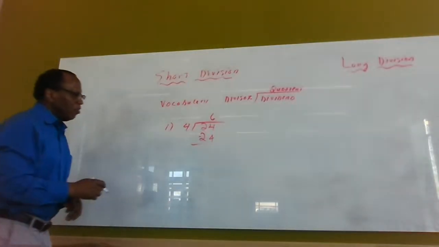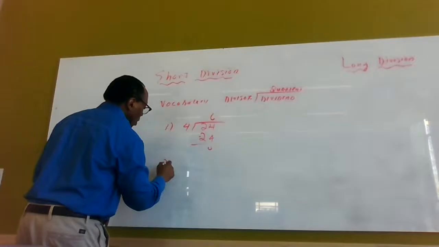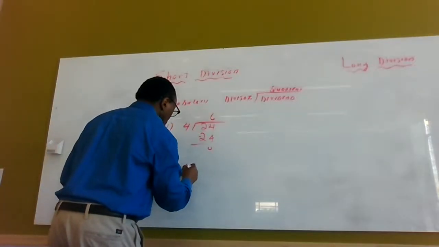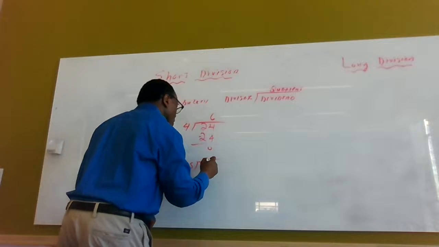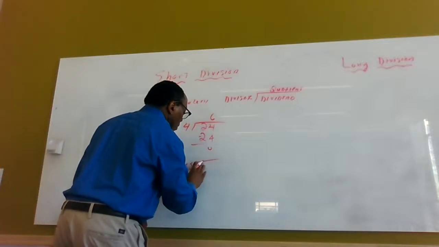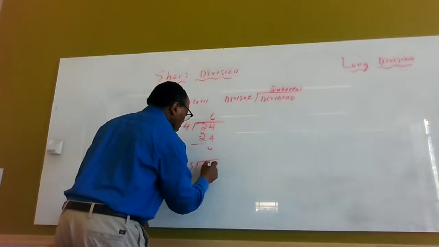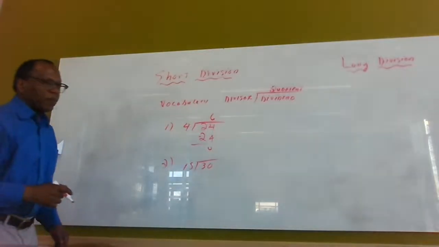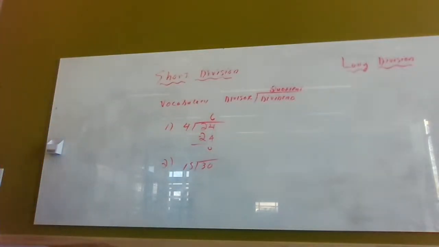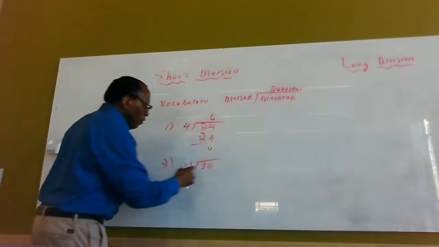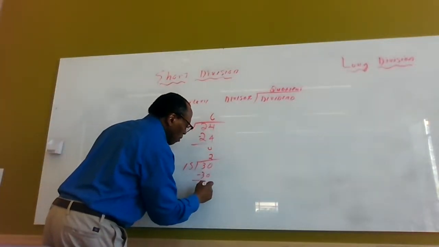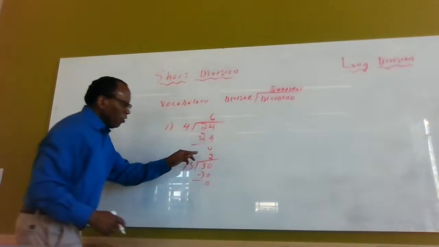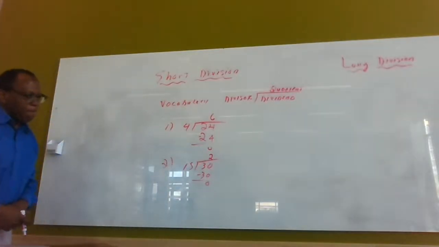Now, how about I have something like this right here? 15 going into 200. 15 going into 30. I know because I know my timetables. I know 15 going into 30 two times, because 2 times 15 is 30. And my remainder, there's no remainder. That's your answer right here, it is 2. Okay. Short division is real simple and easy.